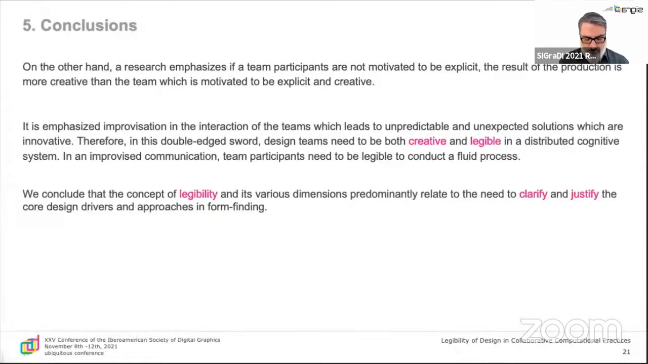In an improvised communication, team participants need to be legible to conduct a fluid process. So we conclude that the concept of legibility and its various dimensions predominantly relate to the need to clarify and justify the core design drivers and approaches informed finally.